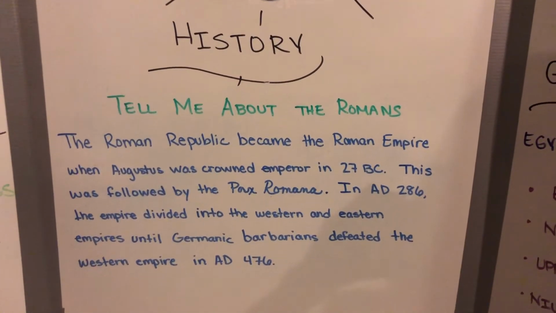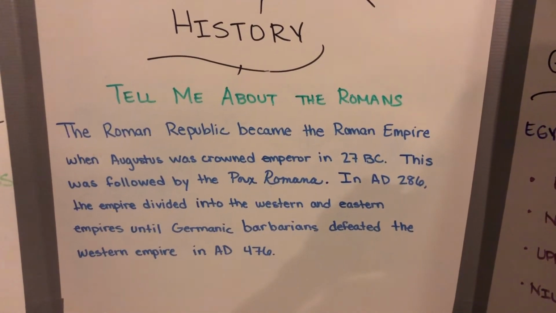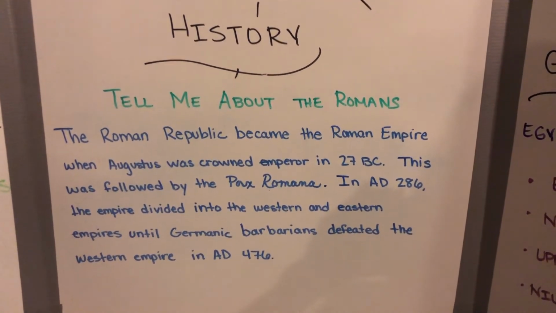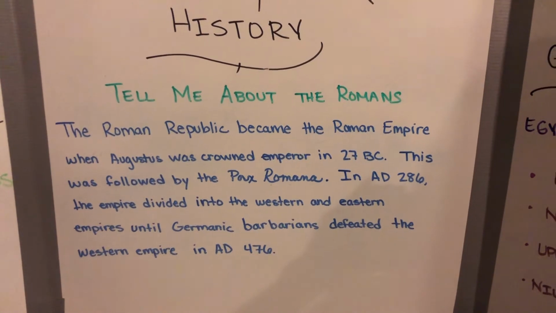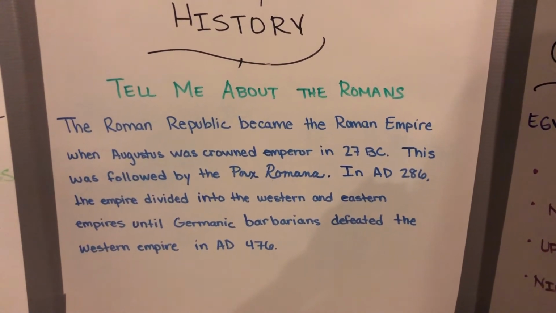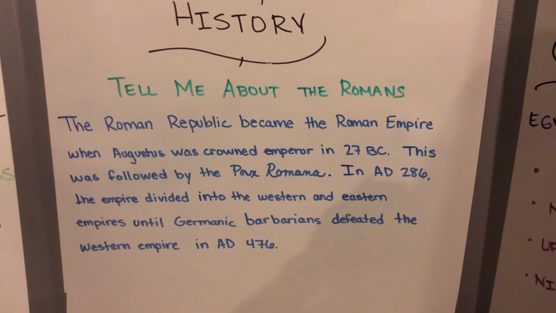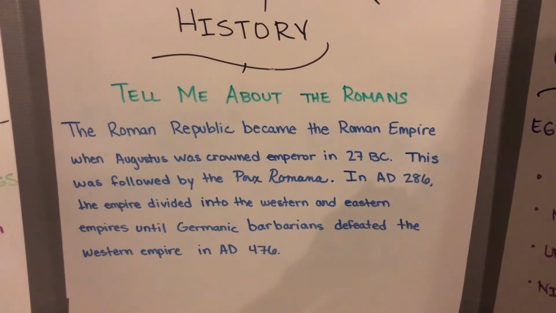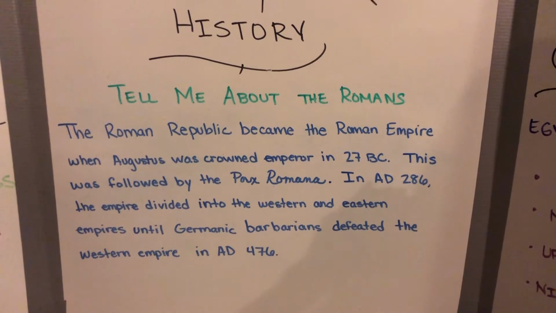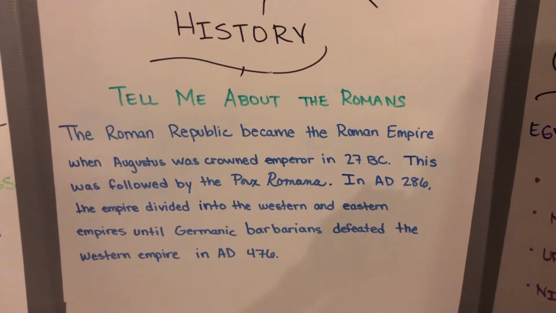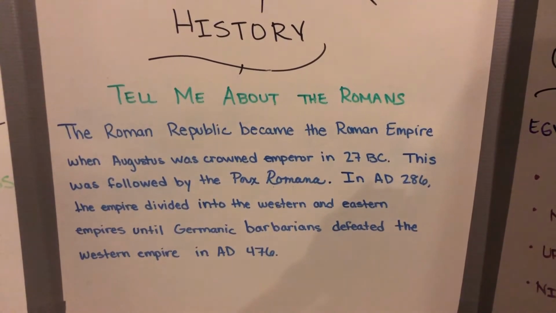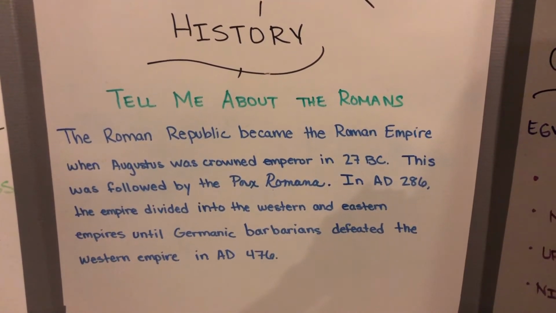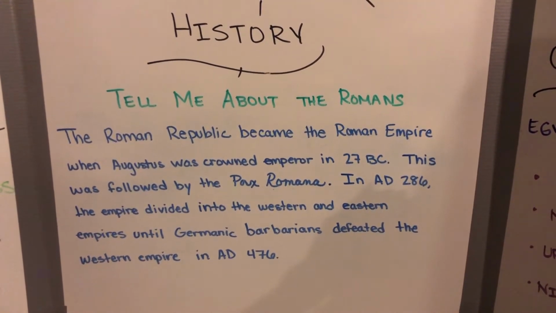The Roman Republic became the Roman Empire when Augustus was crowned emperor in 27 BC. This was followed by the Pax Romana. In AD 286, the empire divided into the Western and Eastern empires until Germanic barbarians defeated the Western Empire in AD 476.